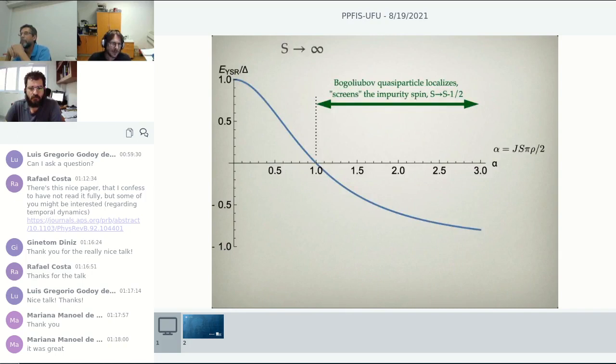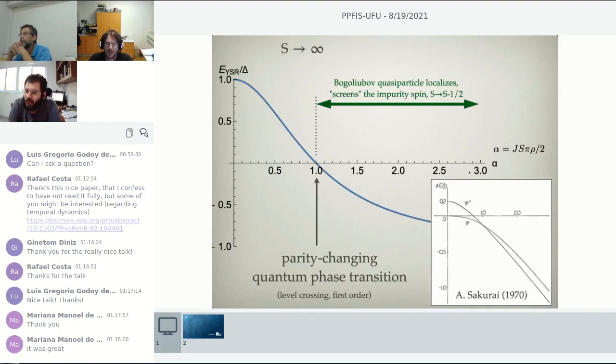So what happens at this point is that this bound state actually becomes populated, and a pictorial interpretation of that is that a Bogoliubov quasi-particle gets bound to the impurity spin, and as a manner of speaking, it screens the total impurity spin from some large number S to a value reduced by 1/2. And Sakurai was quick to point out that this actually corresponds to a quantum phase transition. There are two many-body states which compete to be the ground state of the system, and they actually cross at this particular point. Okay, so this was a classical approximation, which is valid in the limit of infinite spin.